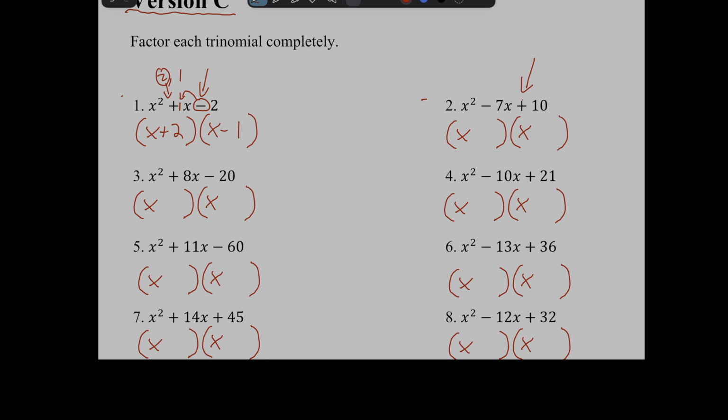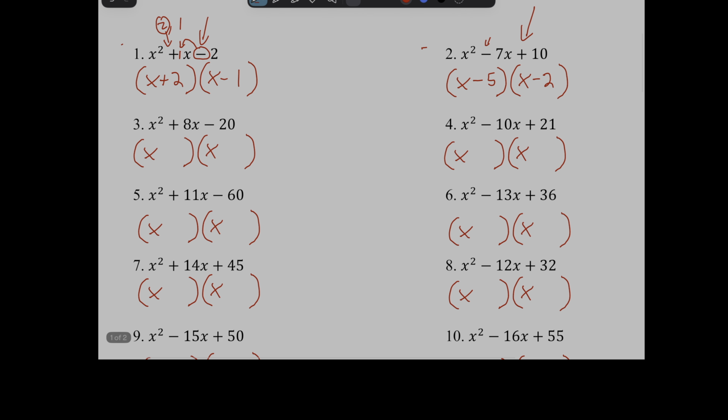Let's look at number 2. Third term is positive. That means my signs are going to be the same. And I'm going to take the sign of the middle, so it's going to go minus, minus. What multiplies to 10 and adds to 7? 5 and 2.